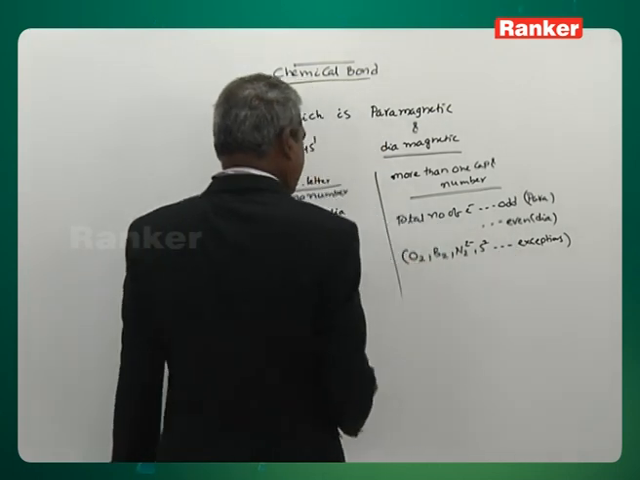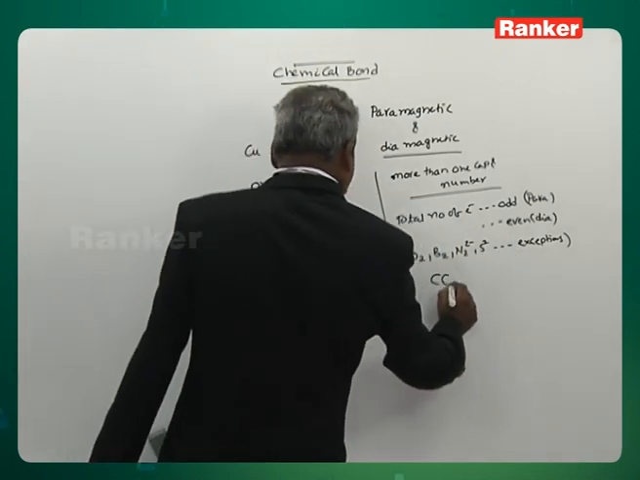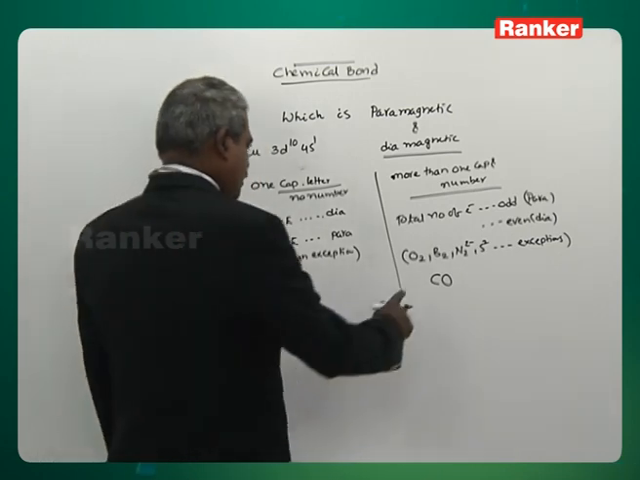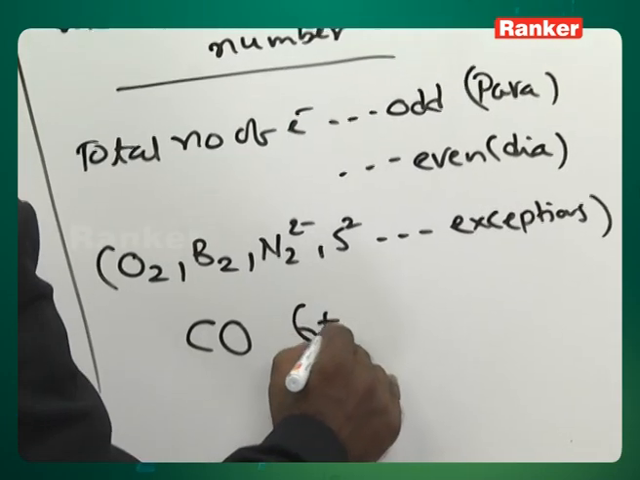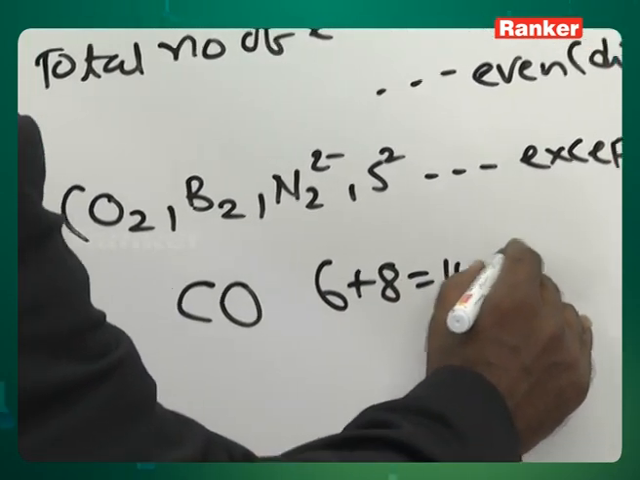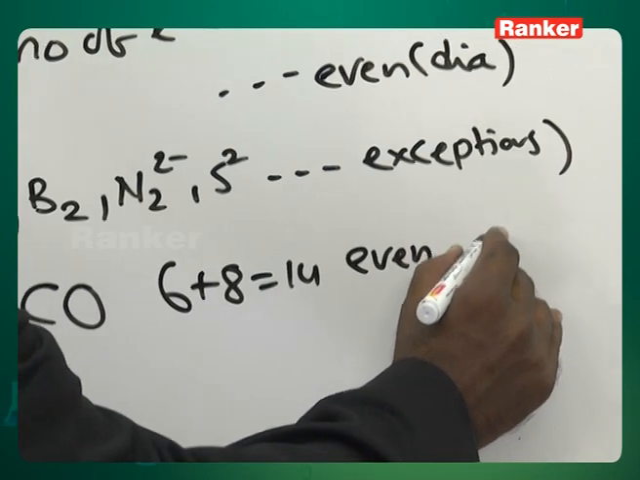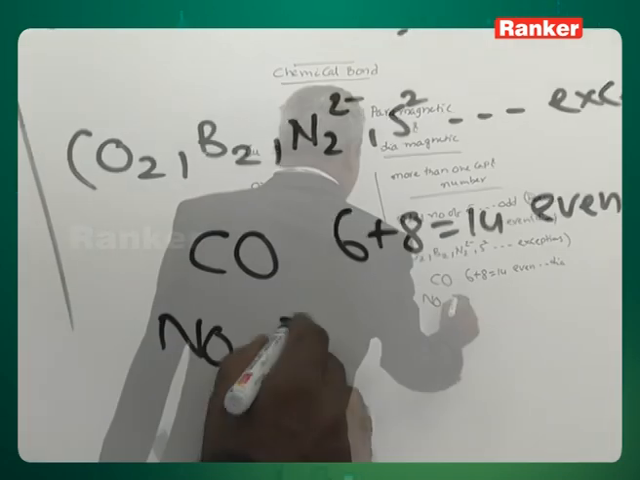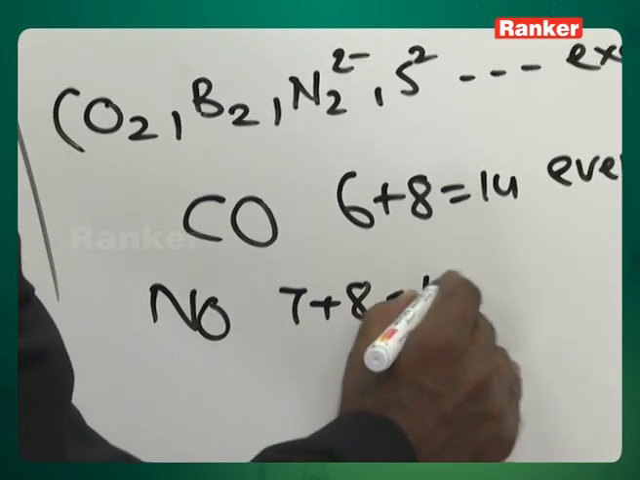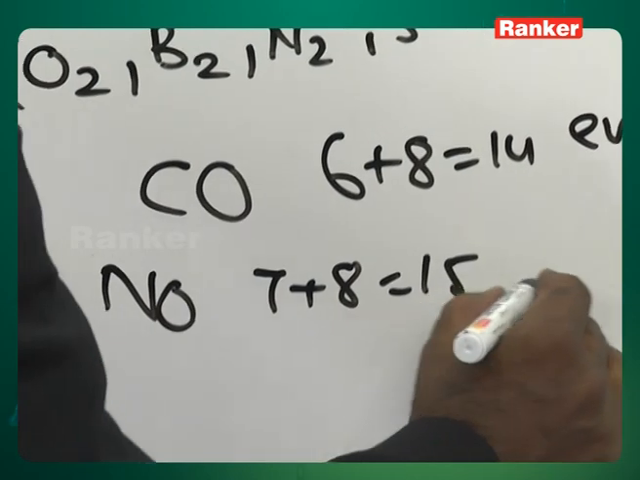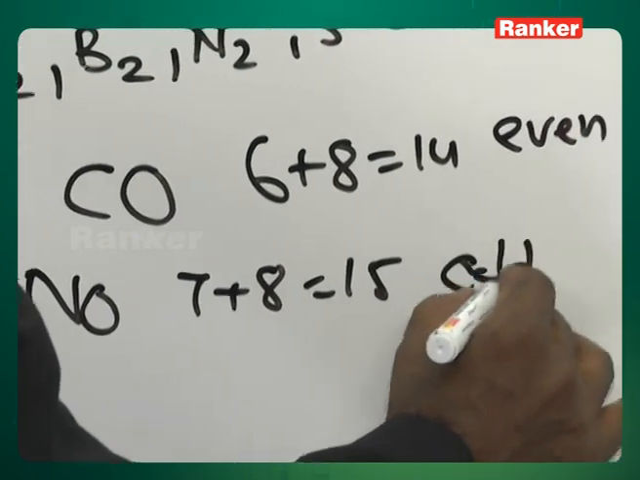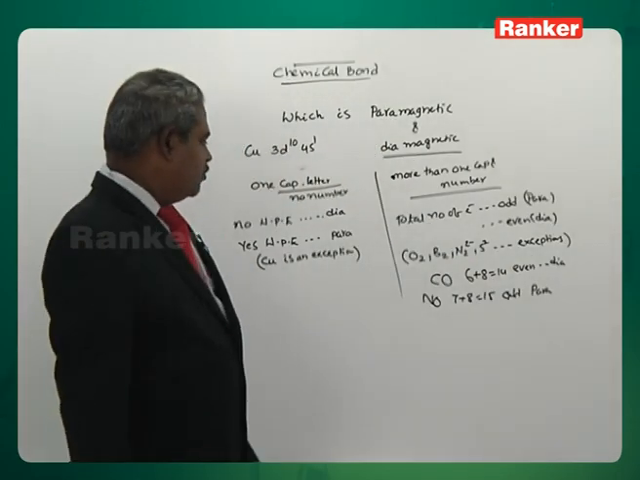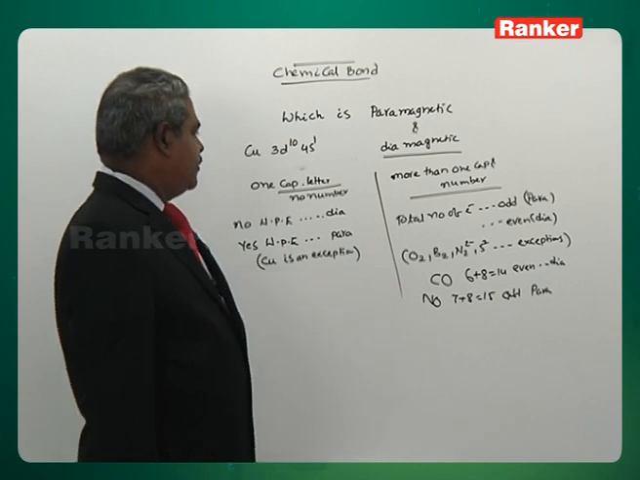Let us see what you mean by that. CO, carbon monoxide. Is it paramagnetic or diamagnetic? You just count the total number of electrons. Carbon atomic number 6 plus oxygen 8, 14. Even, therefore dia. NO, 7 plus 8, 15. It is odd number, therefore it is paramagnetic. Like that, CO, NO, you can find it anybody, O2 plus.